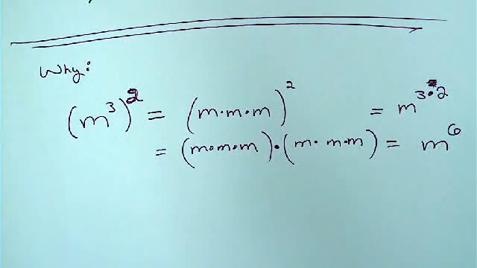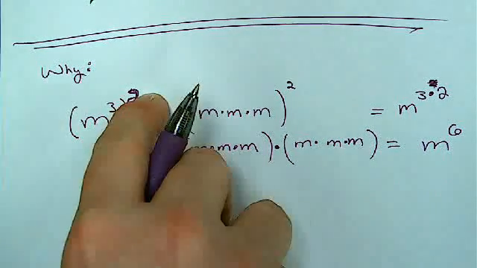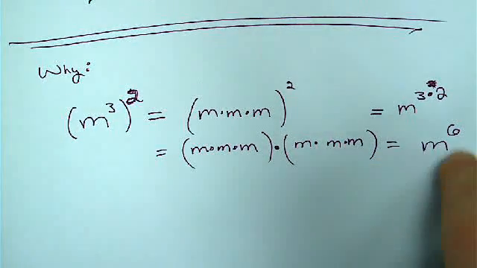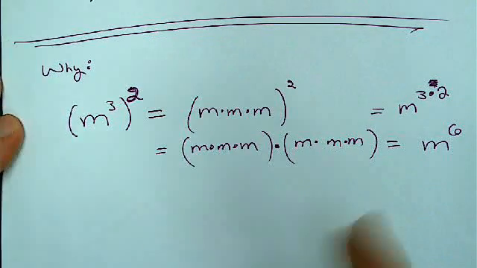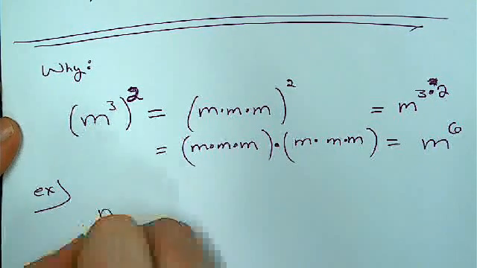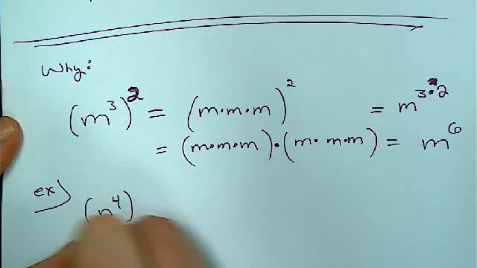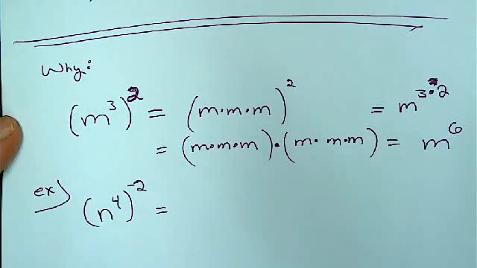A power to a power. So if I'm raising m to the third to the second power, that means I take the product of the two exponents. So another example like this. I want to simplify n to the fourth to the negative 2. That would be n to the negative 8.